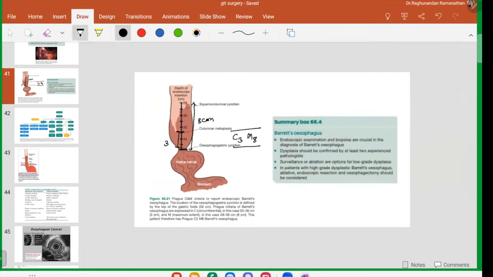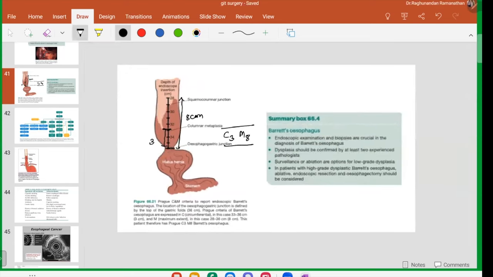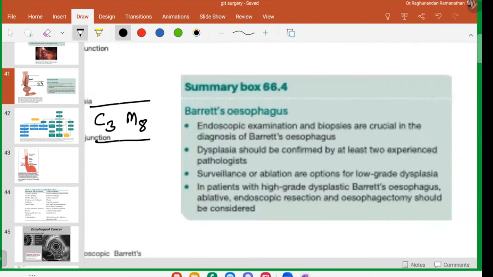Till now, whatever we have read in Barrett's esophagus, endoscopic examination and biopsy are very crucial. After doing all these things, the very important thing is that you're going to take a biopsy. That biopsy follows the Seattle protocol. After you take the biopsy, you confirm it with at least 2 experienced pathologists. After that you have options. Low-grade dysplasia: surveillance and ablation. High-grade dysplasia: you have to go for ablation, endoscopic resection or esophagectomy. That is what we are going to see as management.